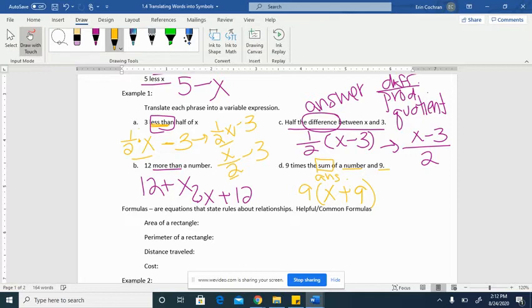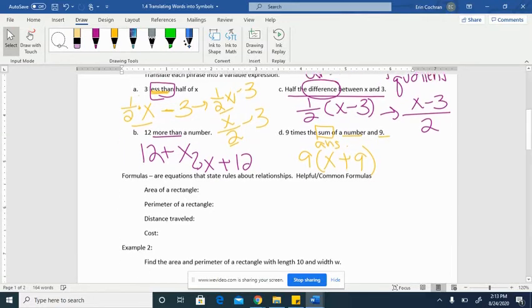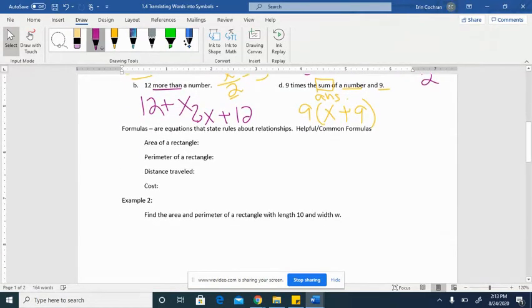Okay. All right, here are some common formulas that we can see. Okay. So the area of a rectangle, we all should know, is capital A equals length times width.